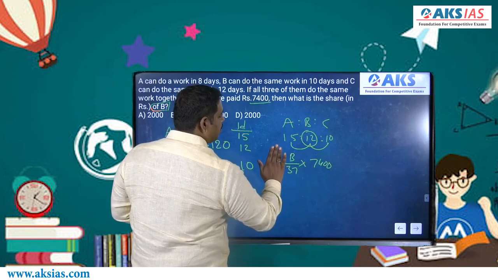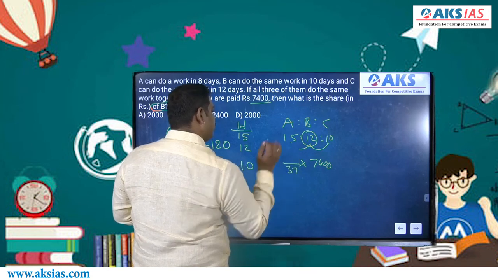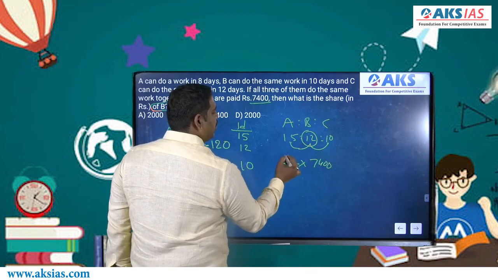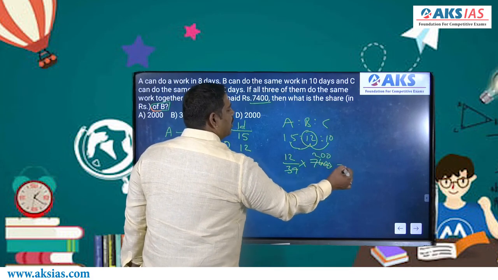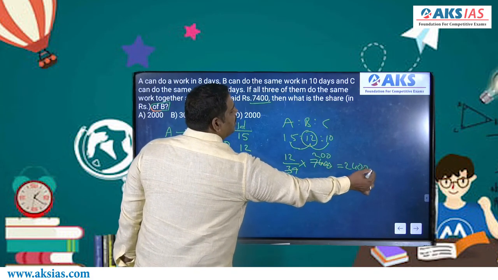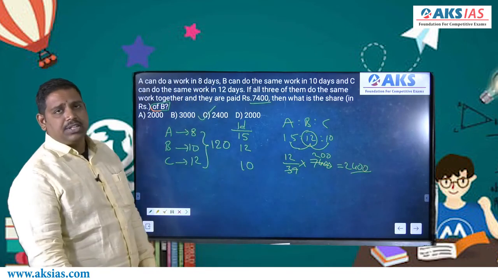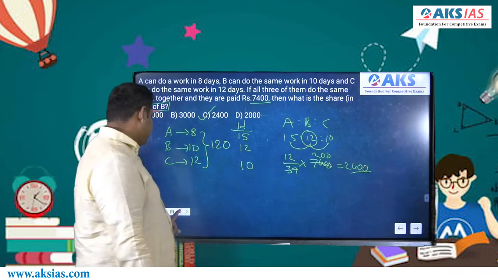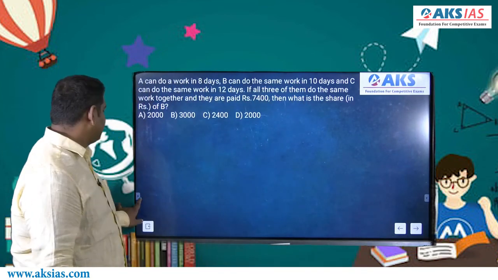12 by 37. 37 ones, 37 twos, and double zero asterisk. 12 twos are 24 and keeping the double zero asterisk. So what is the share of B? 2,400 rupees is the share of B, right? Let's go to the next question. Wages is very important in our examination point of view.